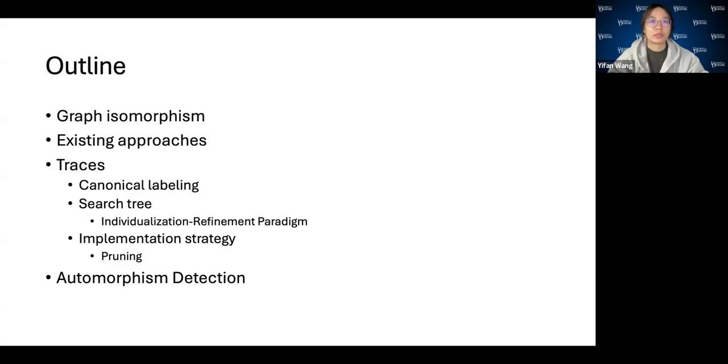Here is the outline of today's presentation. We will start with an introduction to graph isomorphism, then move on to existing approaches, focusing on both exact and approximate methods. I will introduce the method Traces and explain the related techniques like canonical labeling, the individualization refinement paradigm, search tree strategy, and finally, we will discuss the implementation strategy and also pruning techniques. And then we will talk a little bit about automorphism detection.